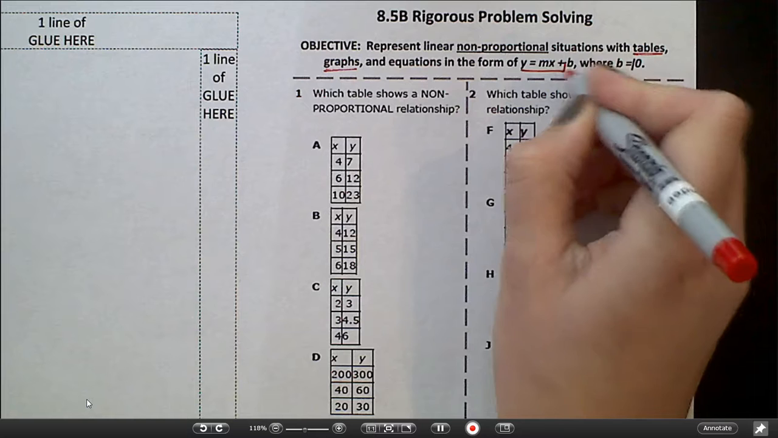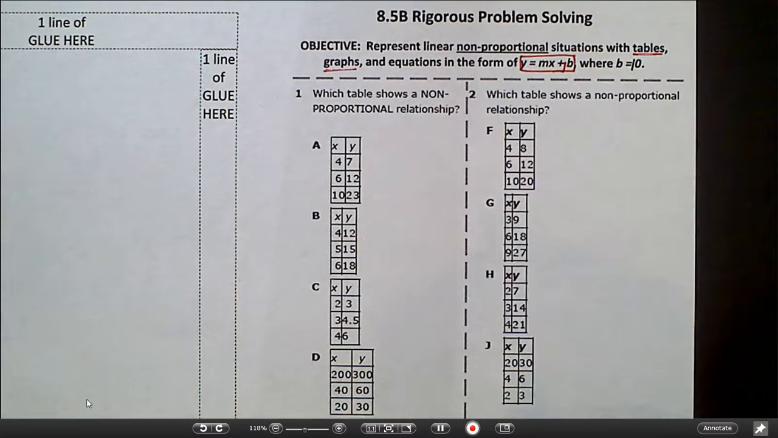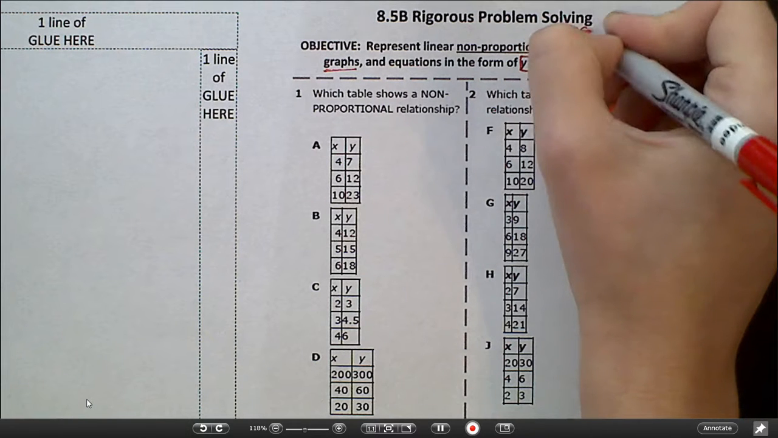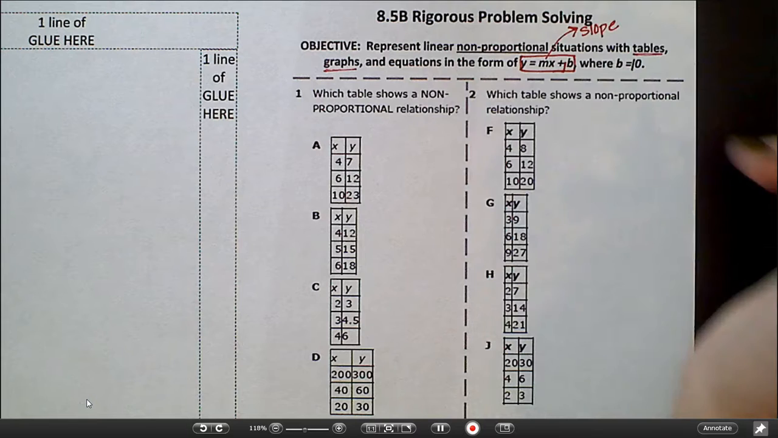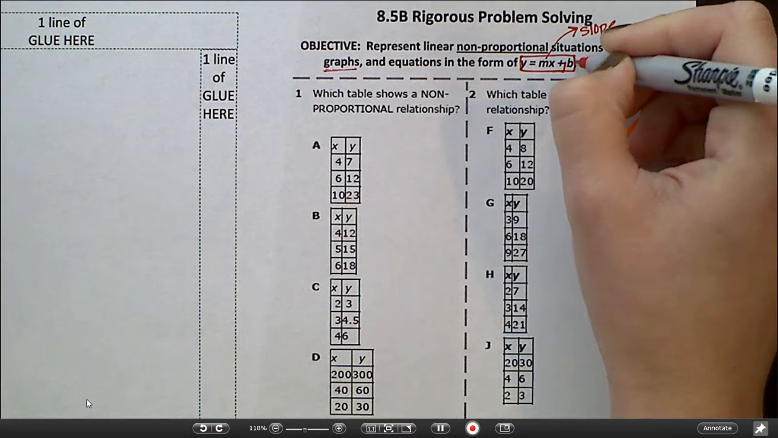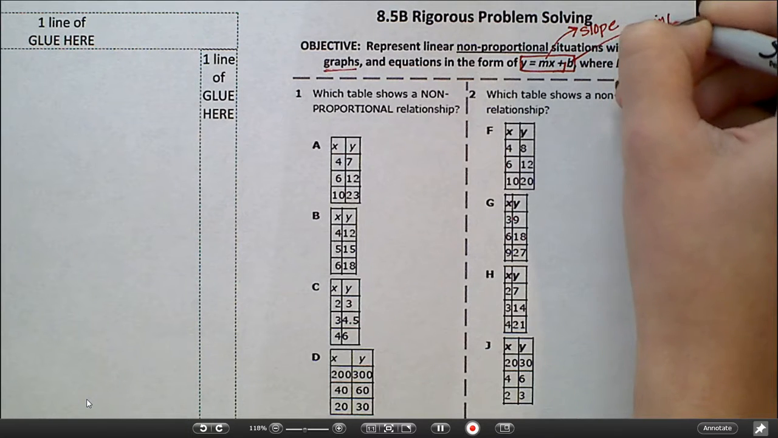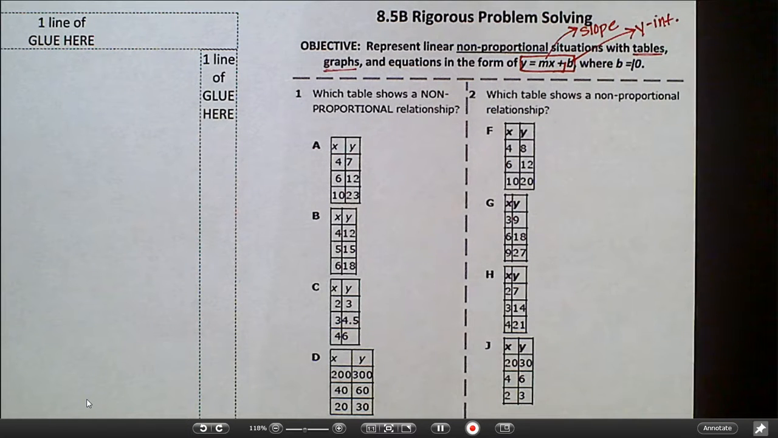And remember that the equation for a non-proportional situation is y equals mx plus b. So m is your slope, which is the same as k, your constant, and your plus b is your y-intercept. So where does the graph first hit the y-axis?